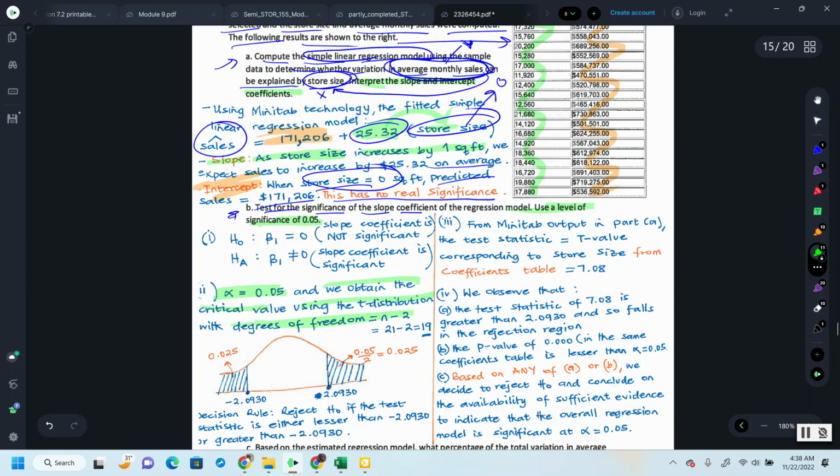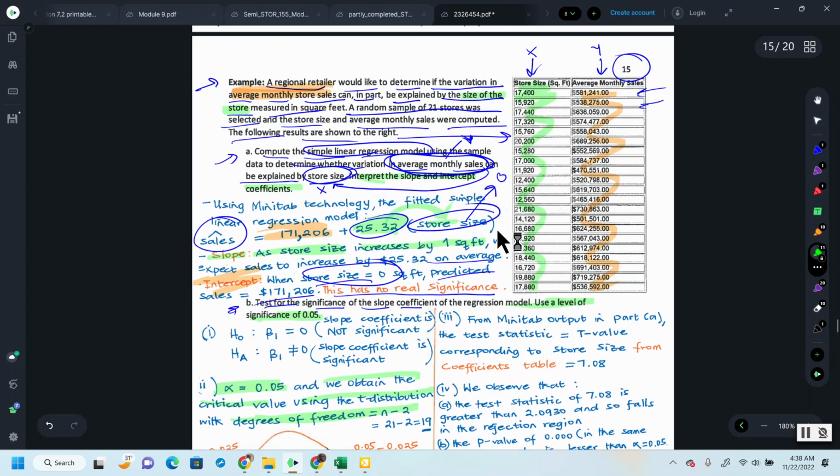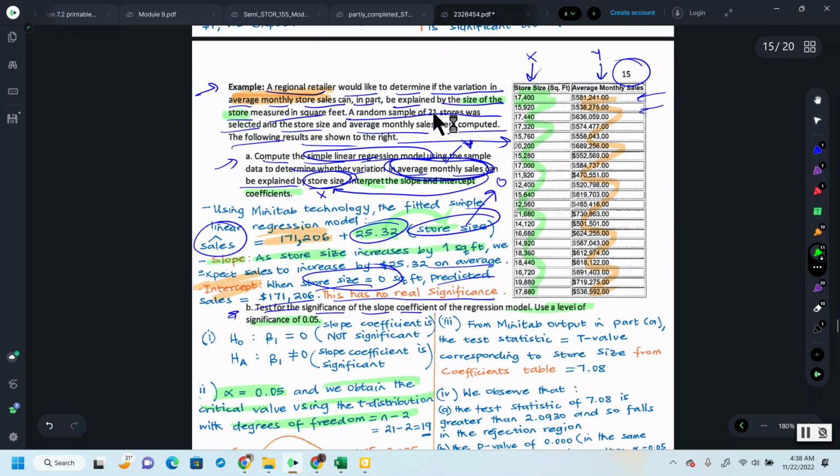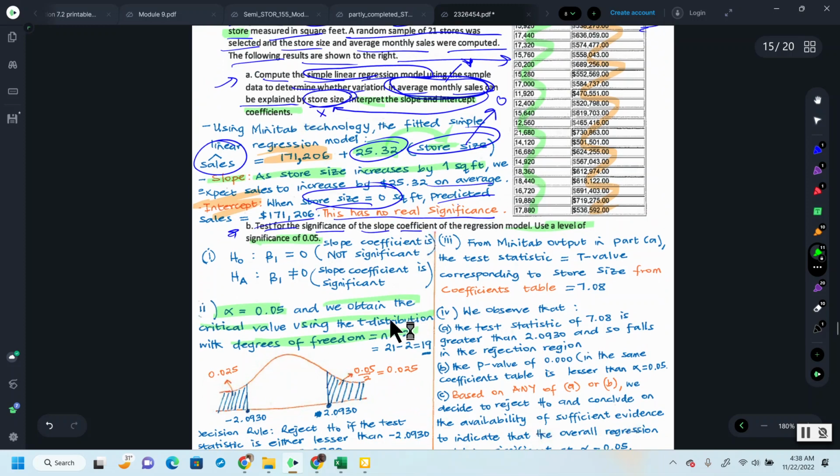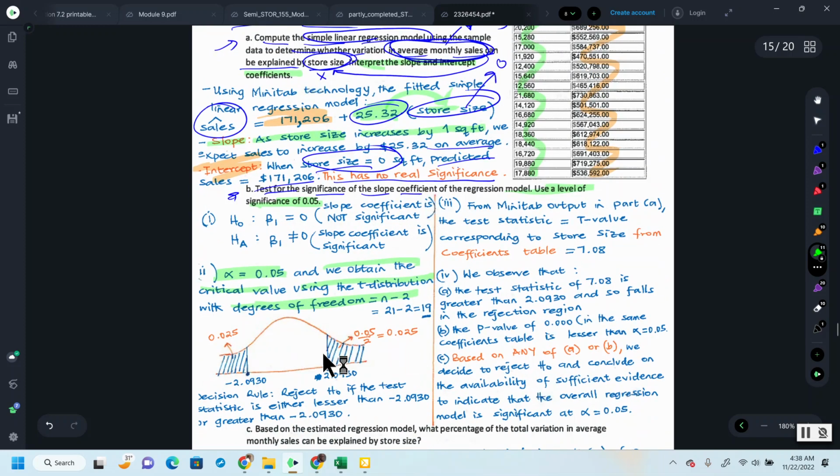I'm also going to obtain my critical value using the t-distribution with n minus 2 degrees of freedom. What is my n in this case? Remember, the question said we collected data on 21 stores, so I have 21 rows of data. And so 21 minus 2, that will give me 19. So I'm using the t-distribution with 19 degrees of freedom. Okay, so I would use the t-distribution calculator to get my critical value.